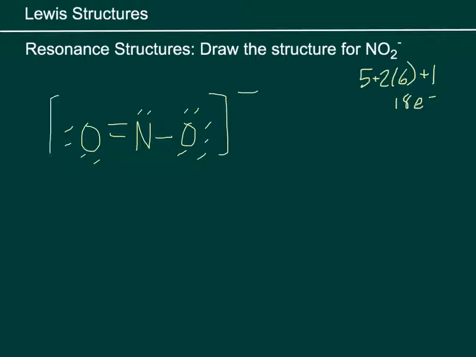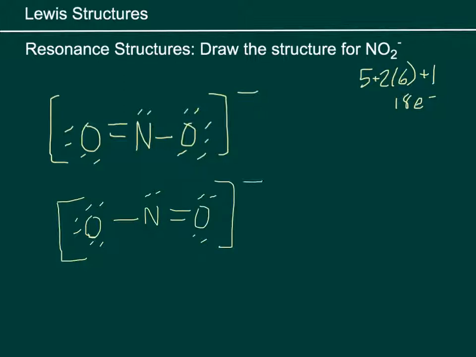Okay, since this is NO2 minus, we should denote that. Now note that this is ambiguous. It didn't really matter whether we put the double bond on this oxygen or this one. They're identical. Right? So in reality it's a 50-50 chance it could happen the other way. So you could very well be looking at this case, the double bond to the oxygen on the right.